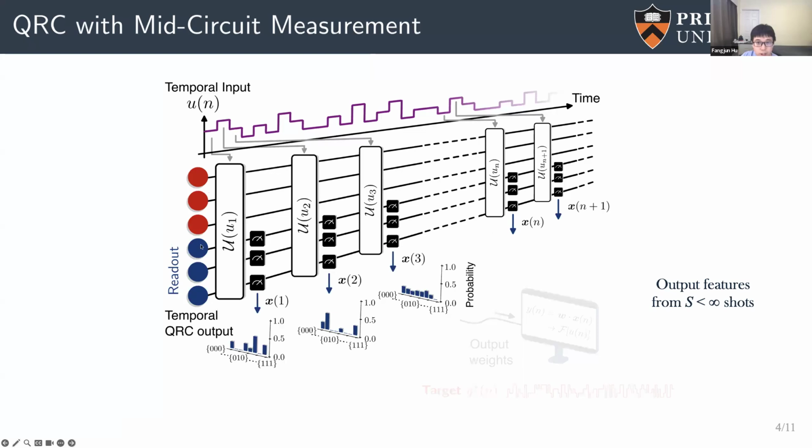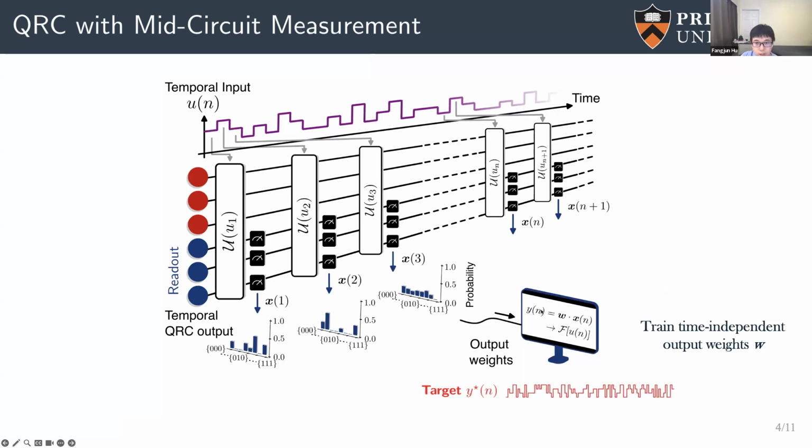So in one shot, we obtain one bit string at each time step, for example, in the first step. Then, conditioned on the measurement outcome bit strings, we move to the next time step. And after the evolution, we measure the second bit string. Then we can execute the whole circuit for S shots, take the average, and get a probability histogram for each time step. So they form the output features.